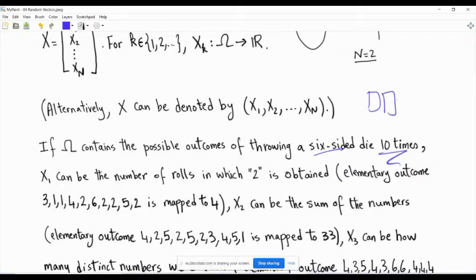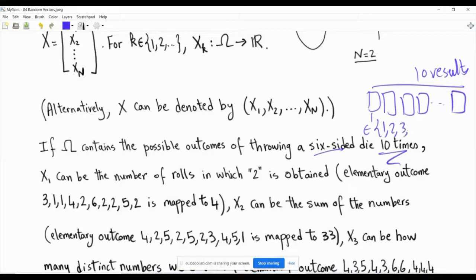So you get basically 10 results. Each result will be a number from 1, 2, 3, 4, 5, 6, right? So first throw, you will get like 1, then 2, then 1 again, then 3, then 6, and so on. So basically your sample space, big omega, will be basically its elements.